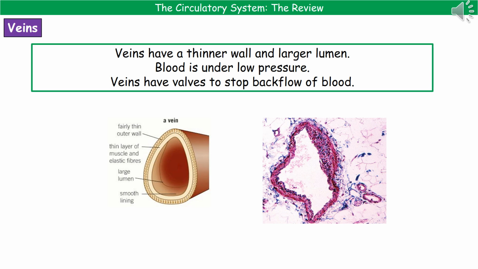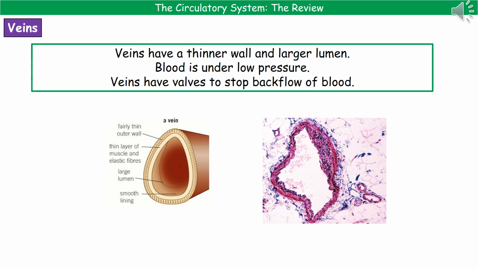So it's not just going to be able to rely on pressure alone to keep it going in one direction. So instead, veins have the little adaptation of having valves present within them. So valves are just like a little flap of skin that only allows the blood to go one way. So it stops the backflow of blood.